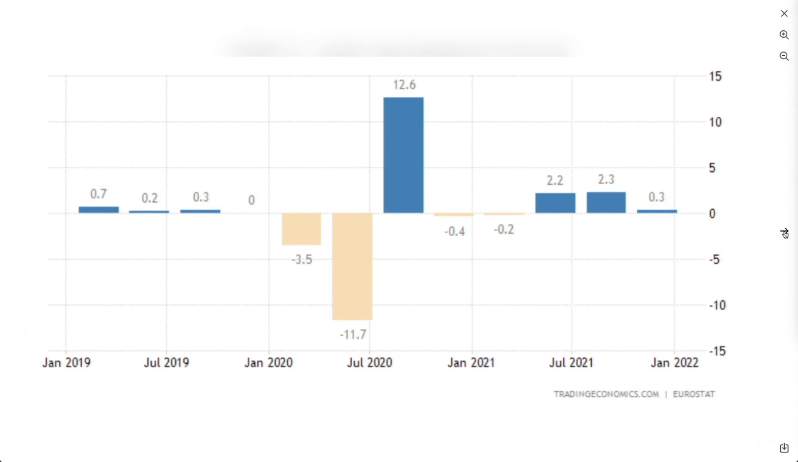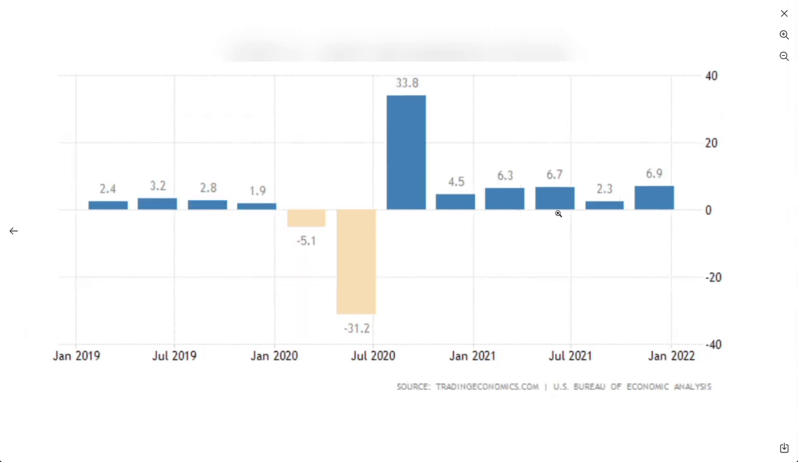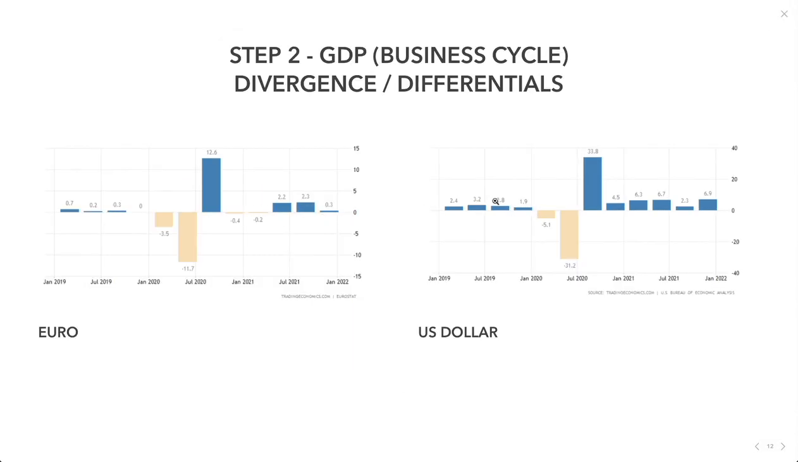When you compare that to the US dollar, around January, February, March, April, and all these quarters, we had growth of 4.5%, 6.3%, 6.7%, 2.3%, and 6.9% was the most recent reading. So you can see the difference between the two. Obviously, the one you should have been looking to buy is the dollar, and you're looking to sell the euro. That is the difference: there are differentials and divergences.